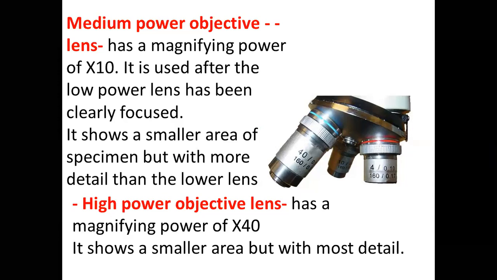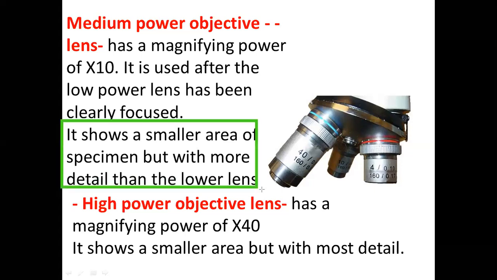If you don't start from lower power to medium power, you'll be frustrated. You may not even focus or land on the specimen that you are looking for. And that's why here we are saying it is used after the low power lens has been clearly focused. So if you breach that protocol, you'll be frustrated. After we clearly focus the low power, then we go to the medium power. And as usual, because of the rule that we have tried to engage here, it shows smaller area of the specimen, but with more details.